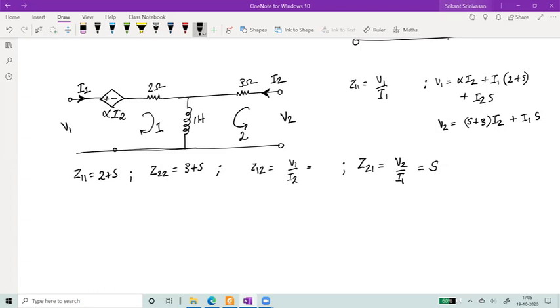In the other case, where I'm looking for Z12, then I'm doing V1 over I2 when I1 is 0. So if I1 is 0, this term vanishes, and I'm left with V1 is equal to alpha plus S into I2. So I should write that as alpha plus S. Okay. So this is basically the example of non-reciprocal. That means Z12 not equal to Z21.